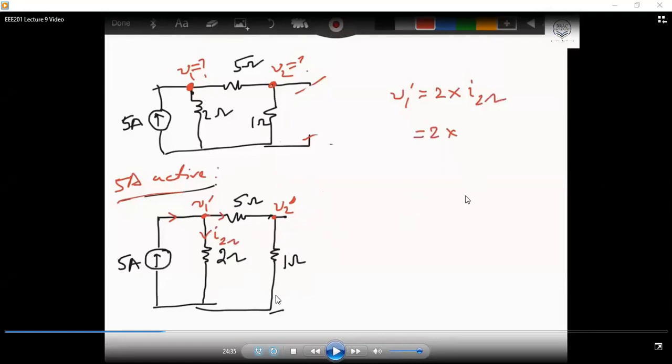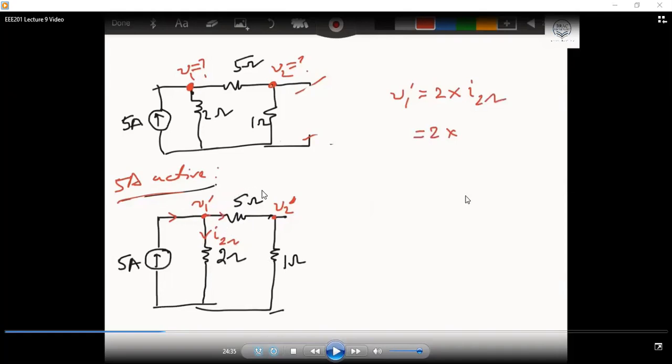Not 2. It will be multiplied by the opposite resistor, because you are going to find the current through the 2 ohm resistor. If you find the current through the 2 ohm resistor, you have to multiply with the opposite resistor. So the opposite resistor is 5 plus 1, which is 6. And Saurabh, you understand your problem.